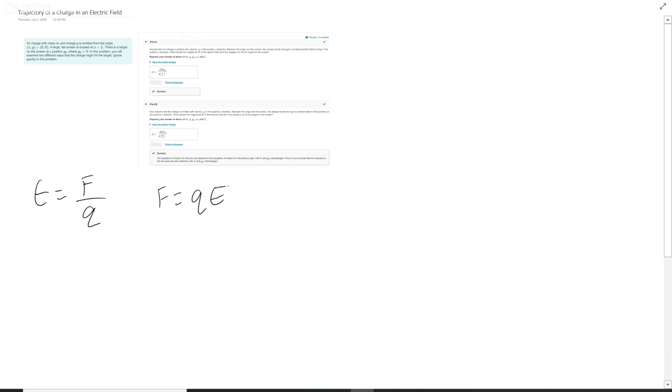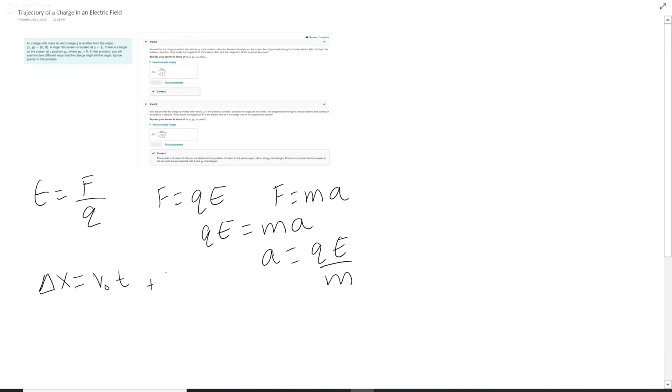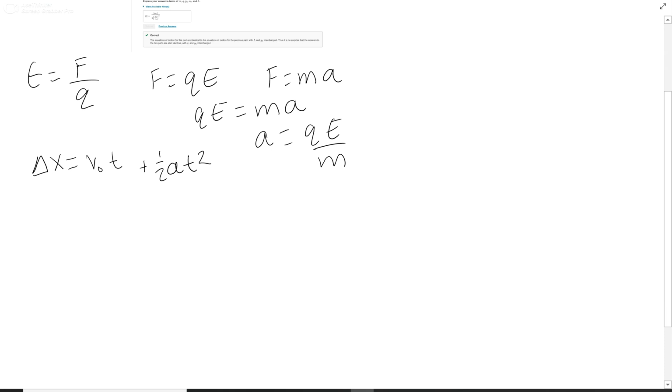Now, since F is the force, we also always have F equals MA. We can set these equal to each other to have QE equals MA, and we're going to put that in for acceleration because we're going to need that later. We're also going to need the equation delta x equals V0 times t plus 1/2 a t squared. That's an equation you probably should have gotten from your previous physics class. And then also delta x equals your initial plus your final velocity over 2 times t, which gives you your average velocity.